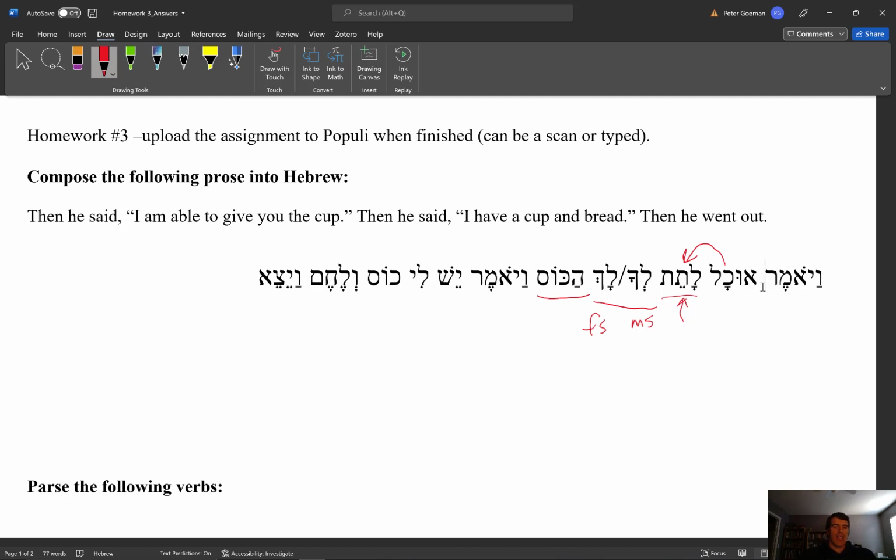And then you don't really have punctuation in Hebrew per se, so you have just another vayomer. So then he said, vayomer, yeshli, I have kos. Notice I don't have the cup. If you put hakos, it's not terrible, but when you have indefinite, you don't put the article usually. So yeshli kos velechem. So I have a cup and bread. And then he went out, and that's vayetse.